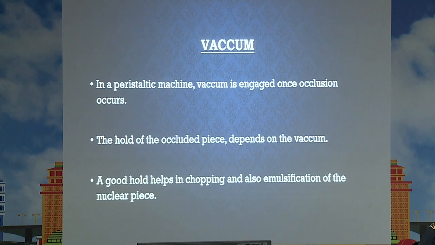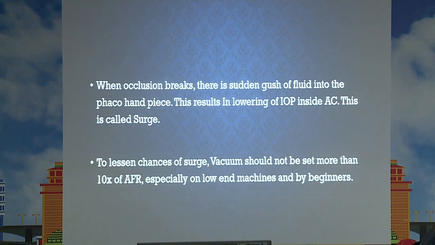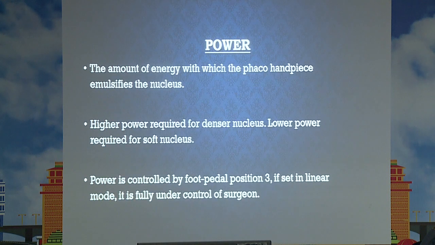In a peristaltic machine, vacuum is engaged once occlusion occurs, while in a venturi machine, the AFR is basically caused by the vacuum. The hold of the occluded piece depends on the vacuum, thus a good hold is required for chopping and also emulsification. When occlusion breaks, there is a sudden gush of fluid into the phaco probe, causing sudden lowering of the IOP, which is basically called surge. And to lessen the chances of surge, vacuum should not be set more than 10 times the AFR, that is on a low-end machine and for beginners.